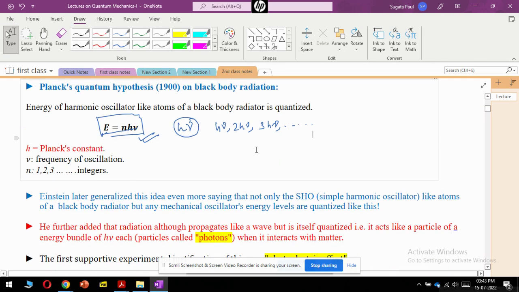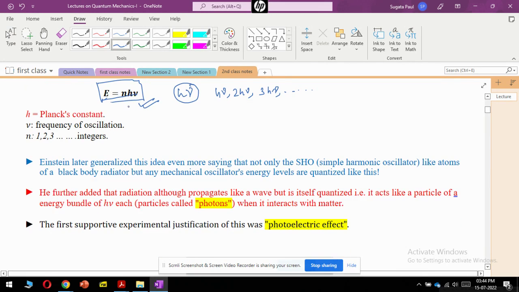Okay, so this was the summary of the last class, and we'll proceed from here. Based on Planck's idea, later on Einstein generalized this idea even a bit more. He said that not only the oscillator atoms of the blackbody radiator, but any mechanical oscillator that has simple harmonic oscillator kind of motion will have quantized energy levels like this. Planck had specified this only for blackbody radiators, which have charged atoms that oscillate simple harmonically during radiation. But Einstein proposed that any mechanical oscillator can have such quantized energy levels as demonstrated by Planck in this equation.